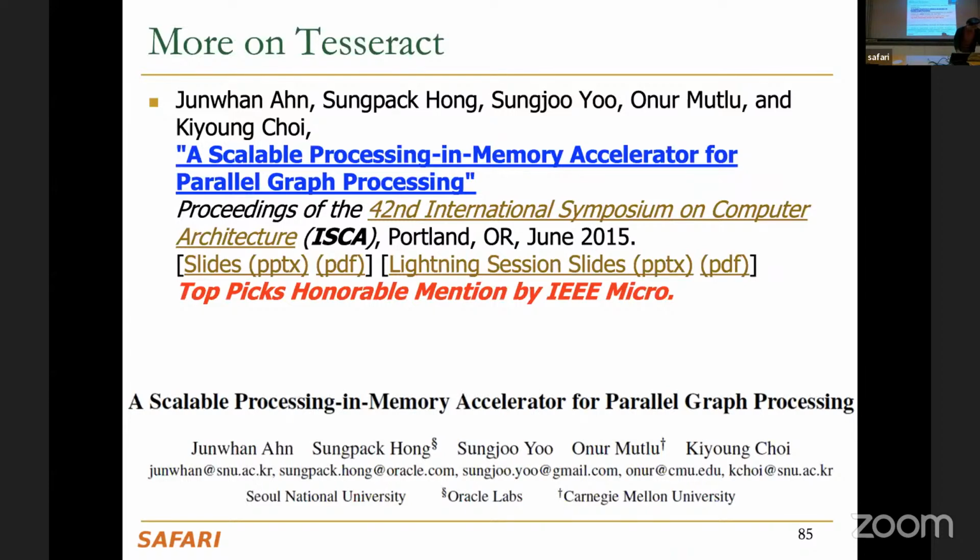And this is the paper presented at ISCA 2015. I would consider this one a prime example of recent research in processing in memory, and this work has influenced a lot of later research as well.